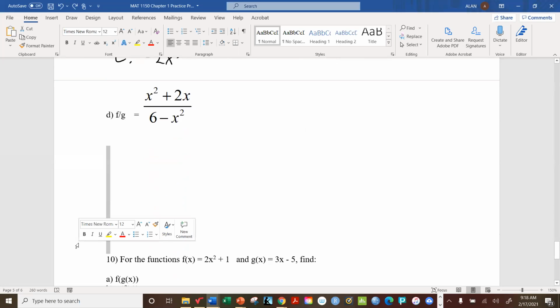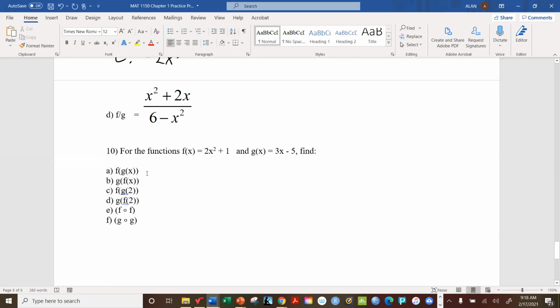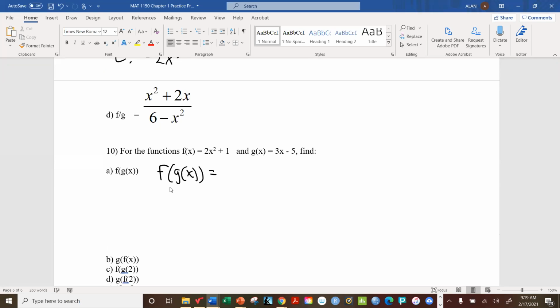All right. So for example, oh my God, look at all of them. f of g of x means you take your f of x and you replace all the x's with g of x, just like as if g of x were a number. 2 times g of x squared plus 1. Now, it turns out that g of x is 3x minus 5, squared.